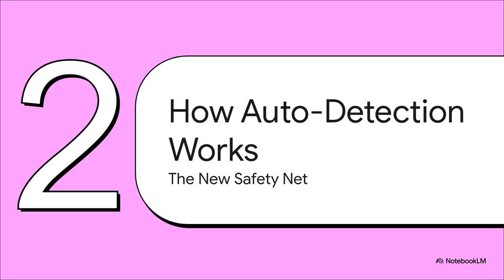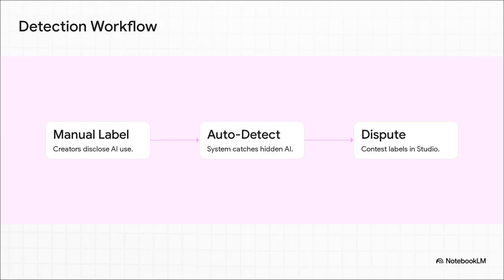The new safety net. Let's move on and see how this builds, because YouTube's new auto detection doesn't actually replace the creator's job at all. Step 1 is still absolutely manual disclosure. YouTube basically requires creators to honestly check a box and label their own photorealistic AI content.